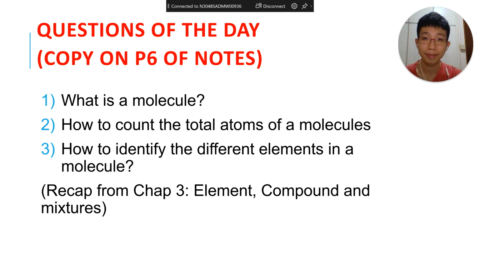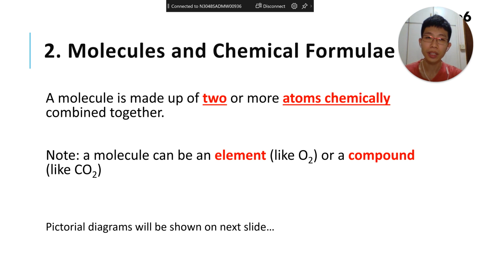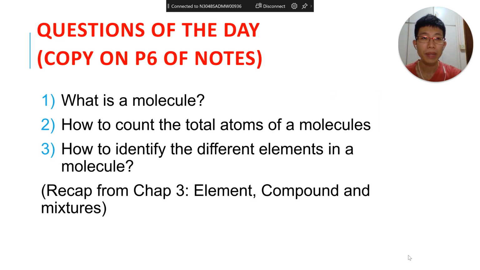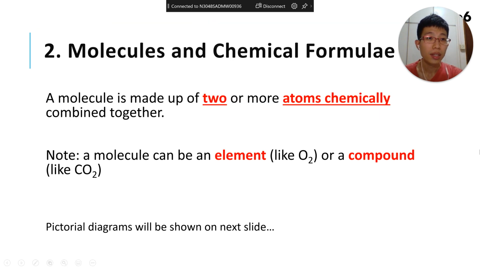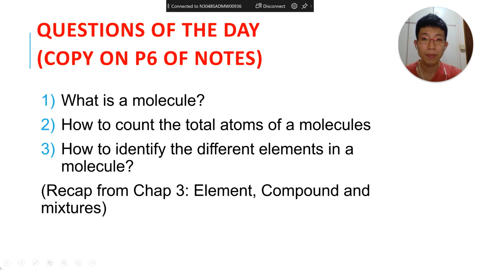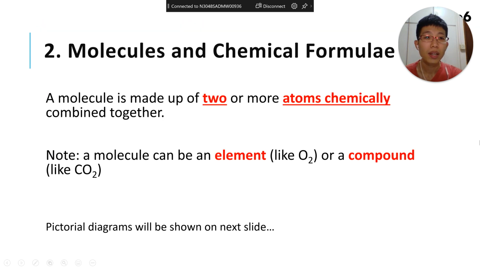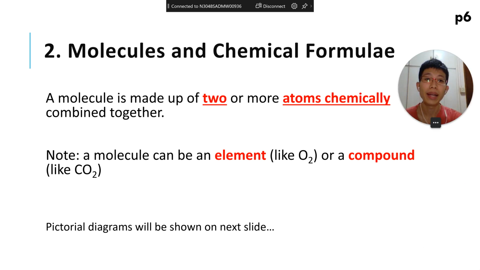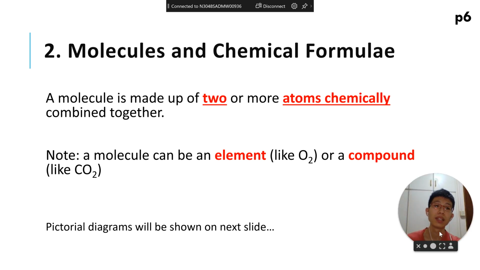Let's start. So molecule, this is on page 6 of your notes. You can copy this on page 6 of your notes. A molecule is made up of 2 or more atoms chemically combined together. So the keyword here is 2 or more atoms chemically combined together. The combined together must be there. Chemically must be there. 2 or more atoms must be there also.